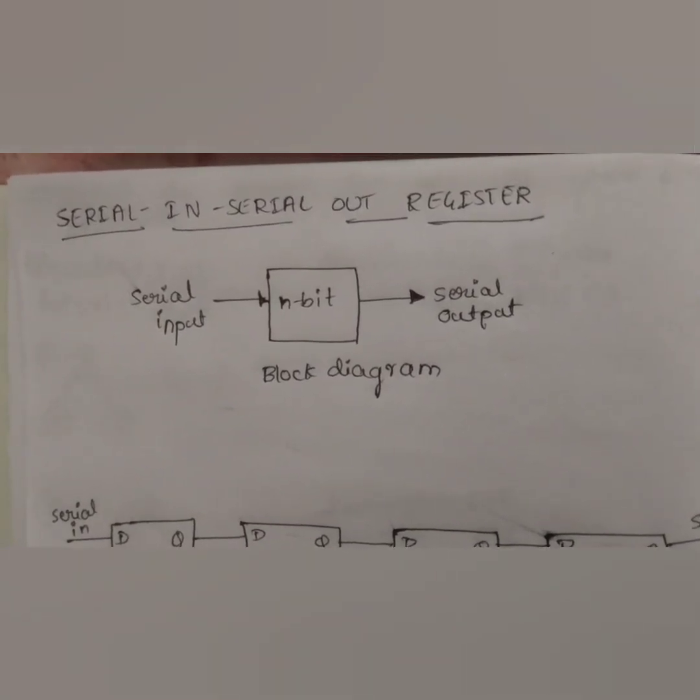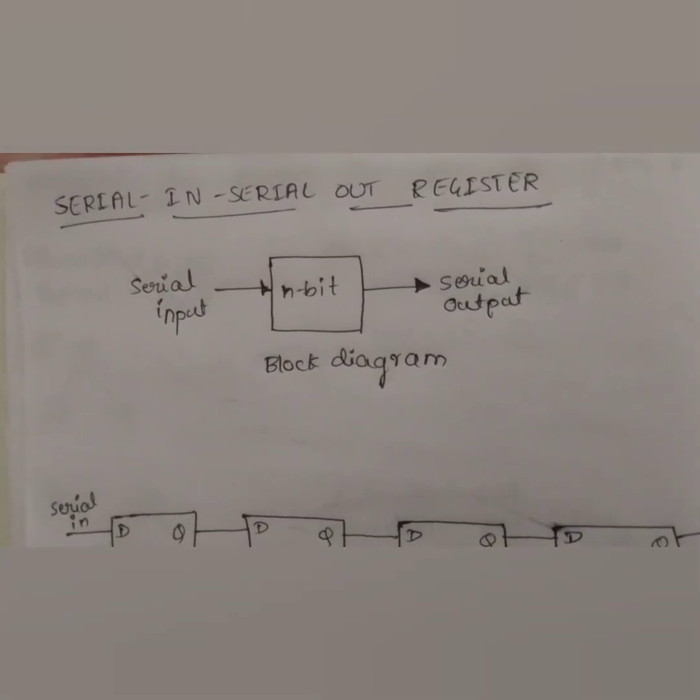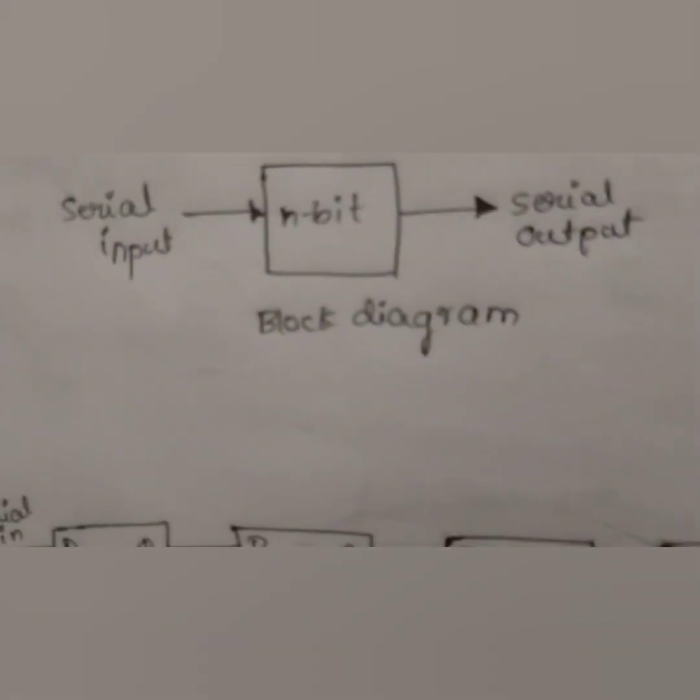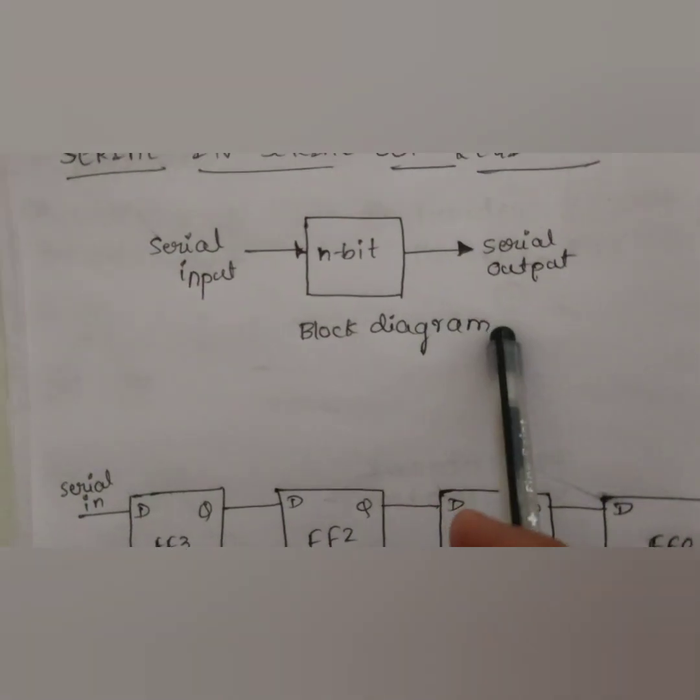Serial in, serial out register. A shift register allows serial input and produces serial output, as shown in the figure.